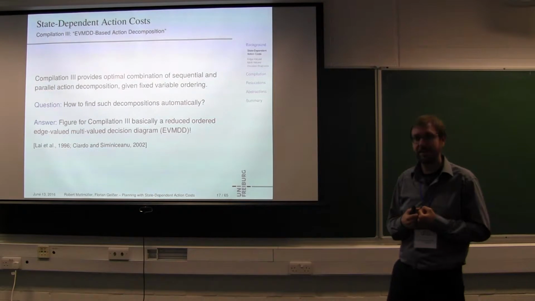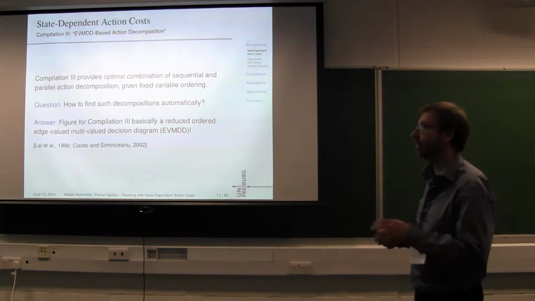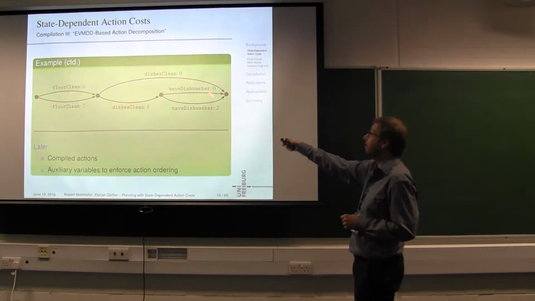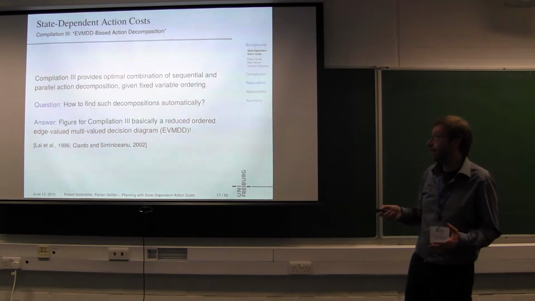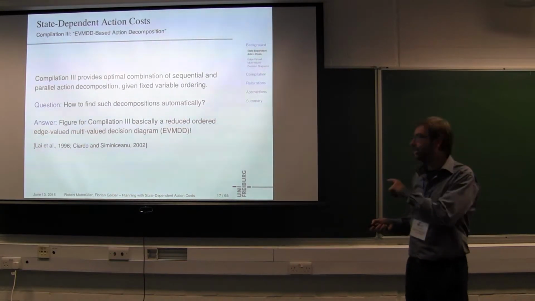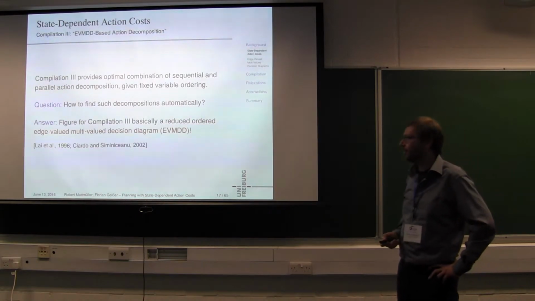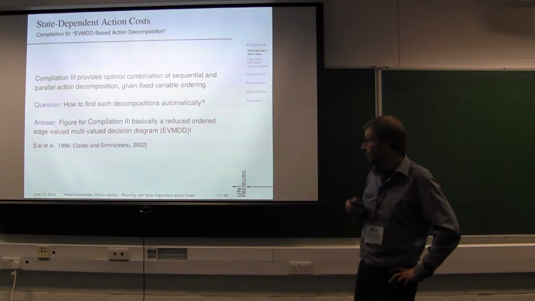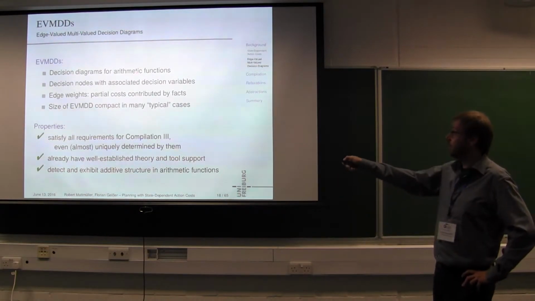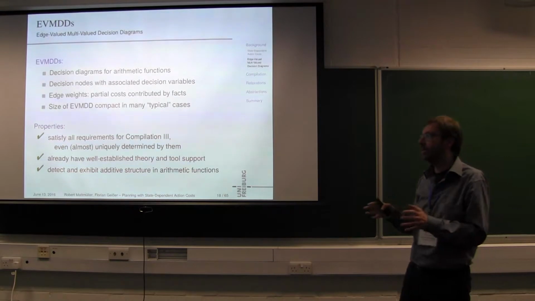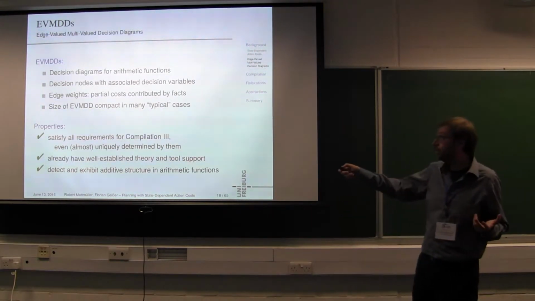And the next question is, can we somehow find these compilations or these underlying graphs like this one here automatically? And now the good news is we don't have to do anything. These graphs already exist. There's a theory for them. They are called reduced ordered edge-valued multi-valued decision diagrams. So these are decision diagrams for arithmetic functions. If you know BDDs, those are decision diagrams for logical functions. And now here we have arithmetic functions.